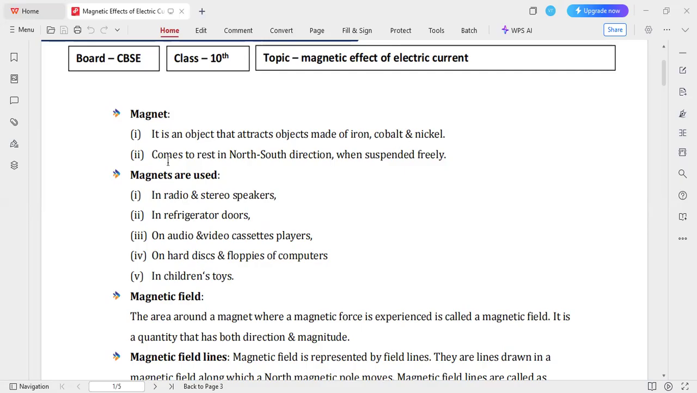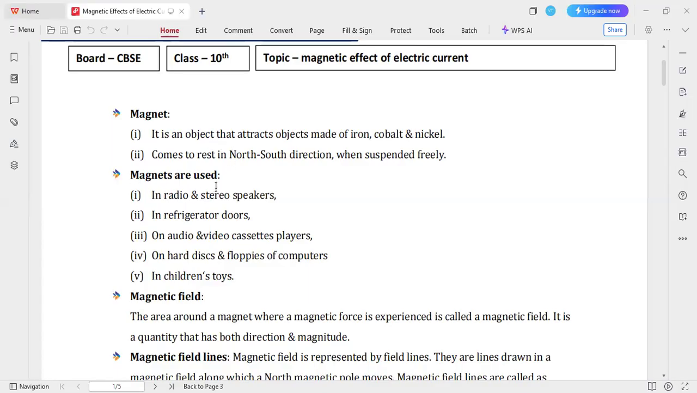Okay, so it has some properties like it comes to rest in north-south direction children when suspended freely. If you take a magnet and suspend it freely, it always rests in north-south direction. Okay, and it has two poles children, north pole and south pole. We have learned in the lower standard that like poles repel each other and unlike poles attract each other.